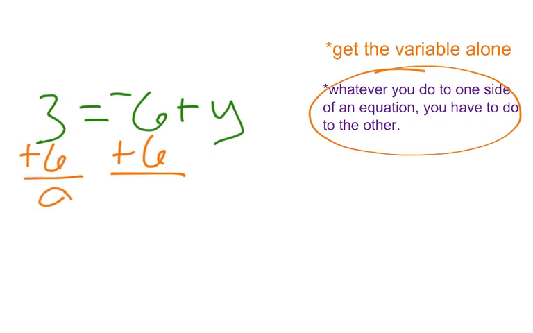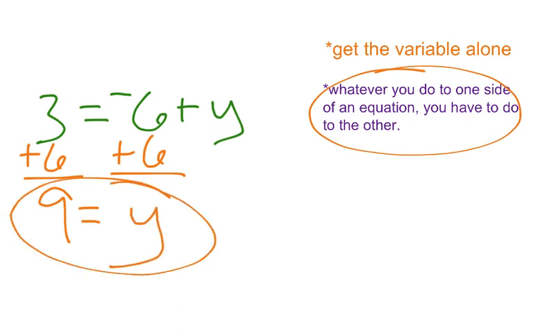3 plus 6 is 9. My equal sign again comes down. Negative 6 plus 6 is nothing. It's 0. They've essentially canceled each other out. So that's gone. I'm just left with a positive y, which I can just write as y. And y does equal 9.